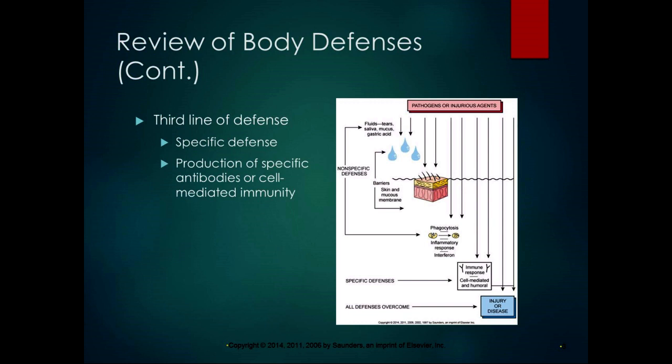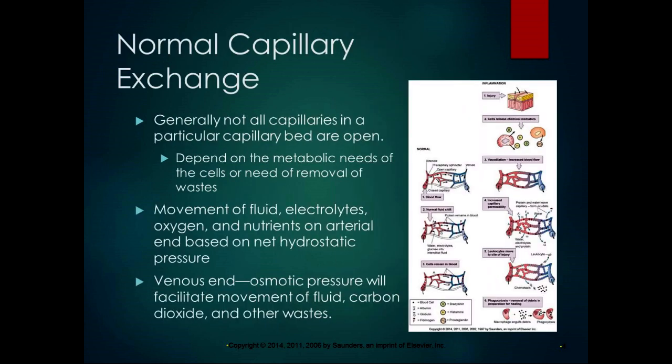So if the first line of defense fails, like we have a cut and something gets past the barrier, the second line of defense, the localized inflammation and phagocytosis, tries to deal with it. If that can't deal with it, our specific defenses have to kick in. And if all the defenses are overcome, that's when we get injury or disease. So our body defenses are important for keeping us healthy.